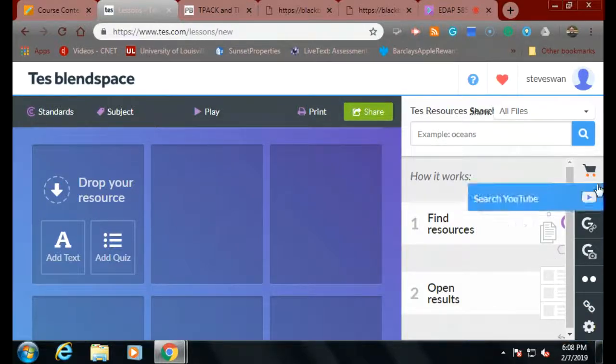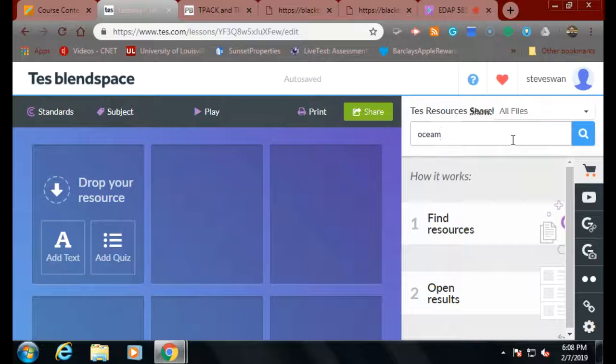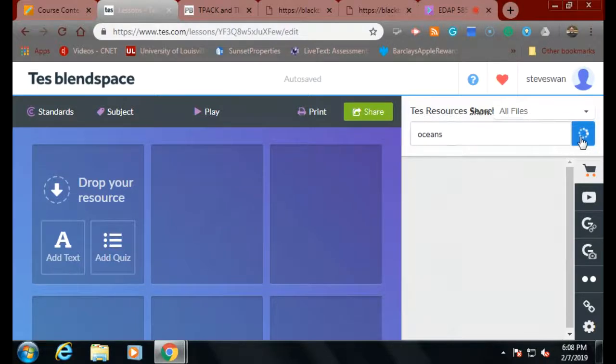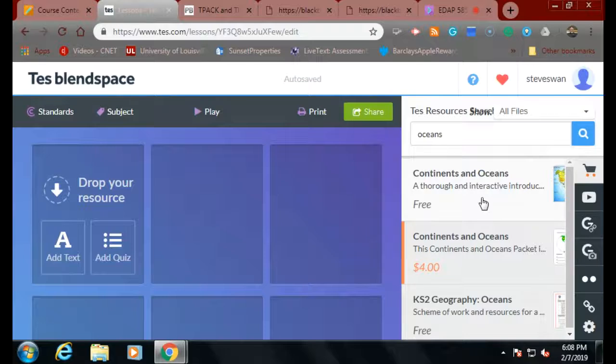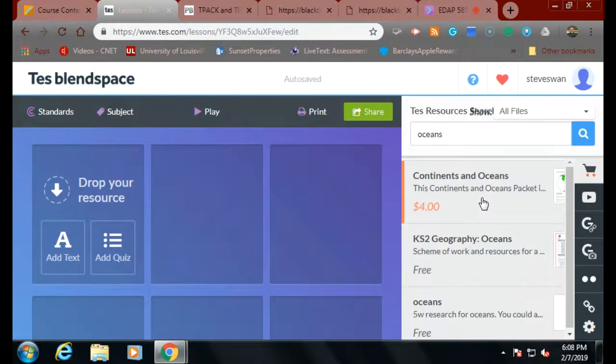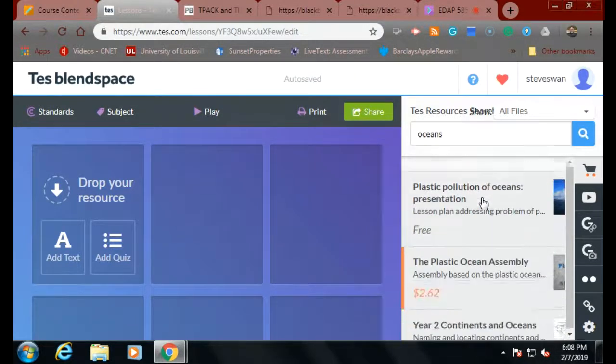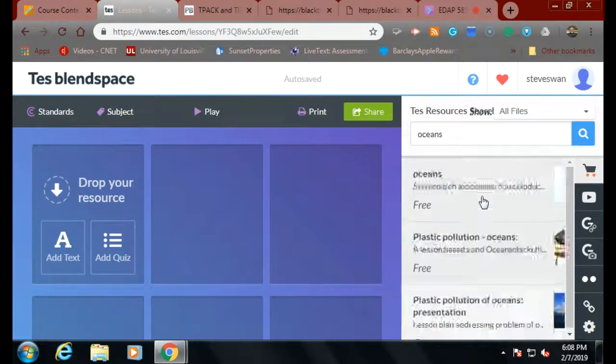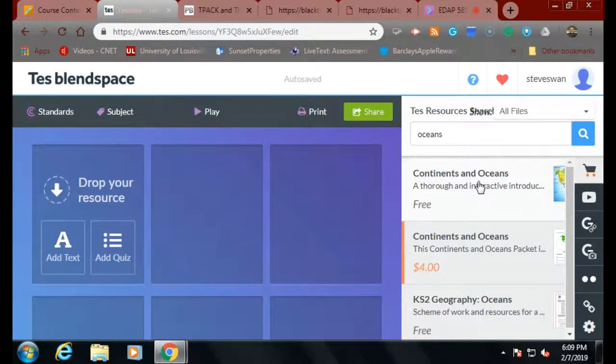So what you have here is an ability to put in all kinds of stuff. And you could start up here if you just want to start with, like the example they give here, oceans. Not oceans. There we go. And you can do a search. And so what it does is it comes in and it gives you all kinds of resources that you can use in your blend space.